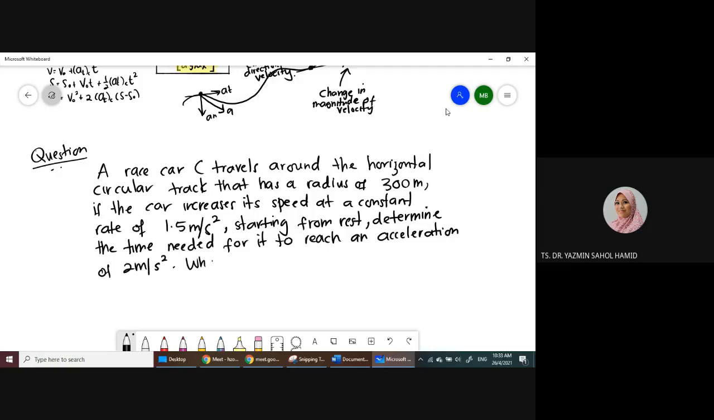Now, the question is, what is its speed at this instant? Okay.